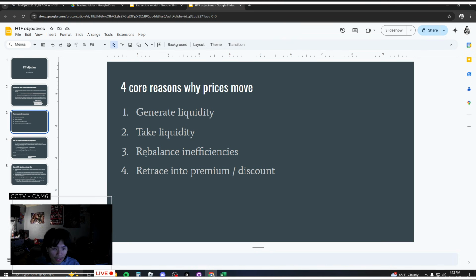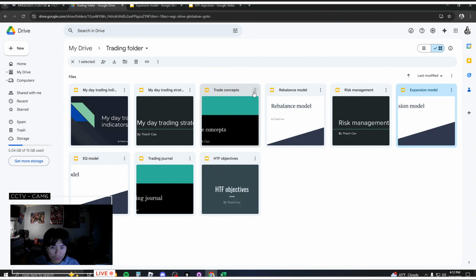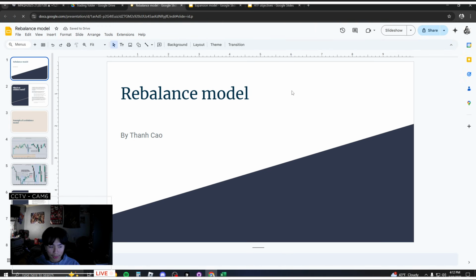The second one here is to rebalance inefficiencies. If you trade ICT, I'm sure you have come across fair value gaps. Fair value gaps are essentially inefficiencies in price action, and a tendency in price is that we tend to rebalance that inefficiency. So if we know that one of the tendencies in price is that they like to rebalance inefficiencies, why not use that as an objective, right?